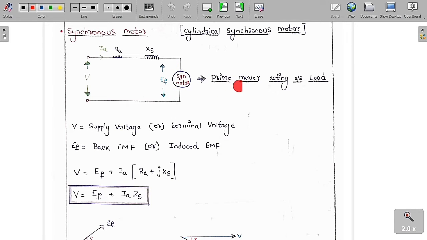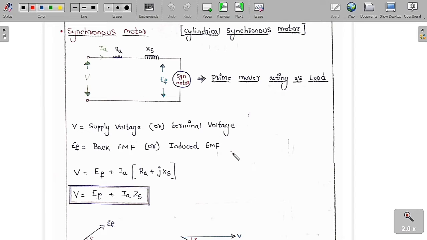So this is called a prime mover acting as load. In the synchronous motor, the prime mover, or you can say the shaft, is going to act like a load. V is called the supply voltage, or simply we can also call it the terminal voltage. And EF is called the back EMF or the induced EMF. You can use any of the terms that you want to use.